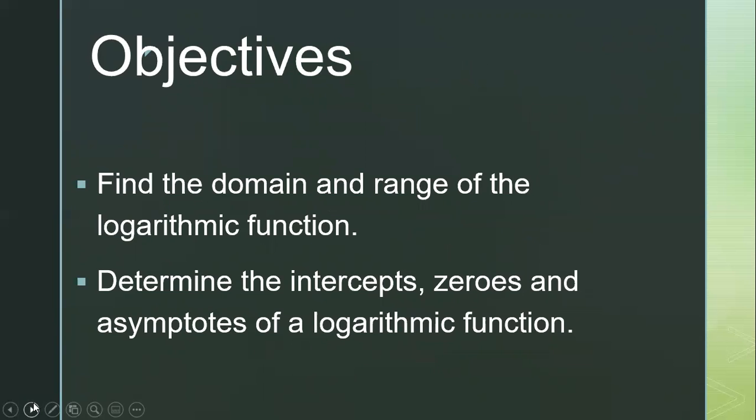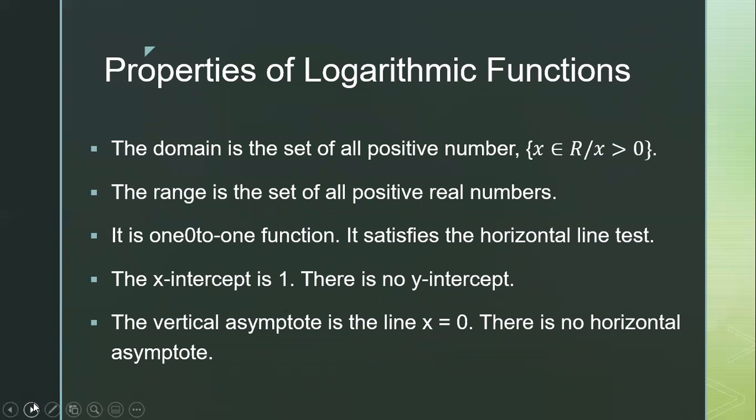So you know already what a domain and range is. You have encountered intercepts, zeros, and asymptotes for the rational and exponential functions, but you have to consider the following properties for the case of logarithmic functions. The domain is the set of all positive numbers, so x should be all positive. The range is the set of all real numbers, of course.